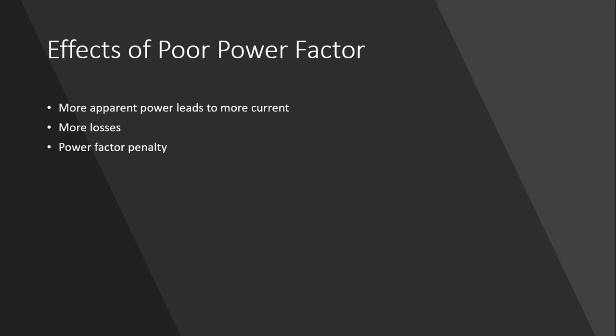We also see more losses when we have a poor power factor. Loss will be seen in transformers, and we will also see voltage drops in the distribution system. Utility companies charge for a low power factor, which is the power factor penalty, and they charge for it because more current is needed and more expensive equipment is needed because the current is higher.